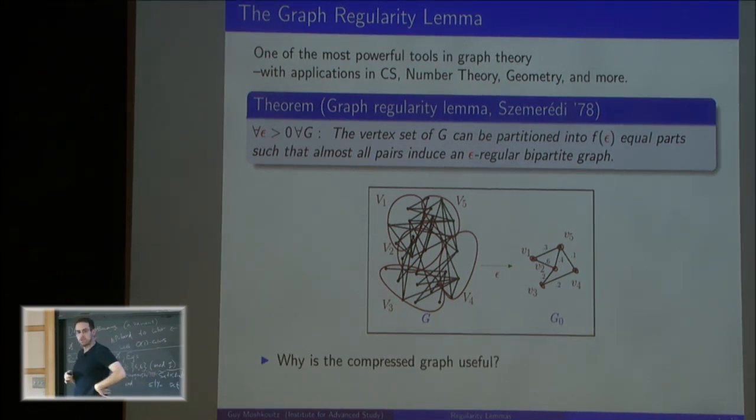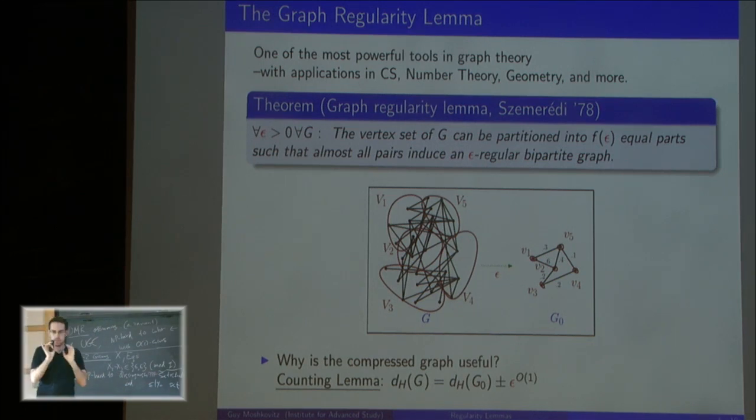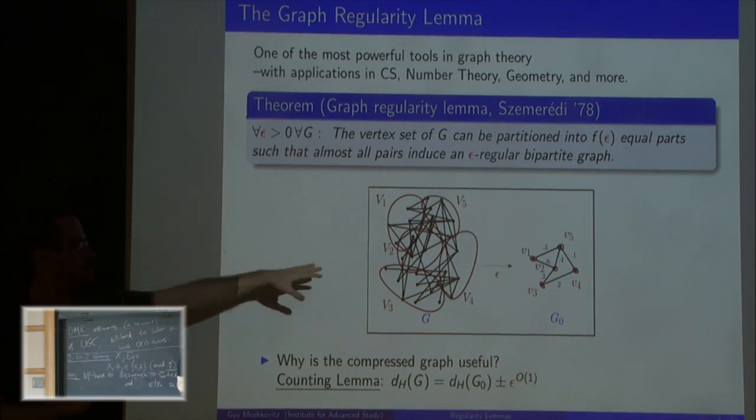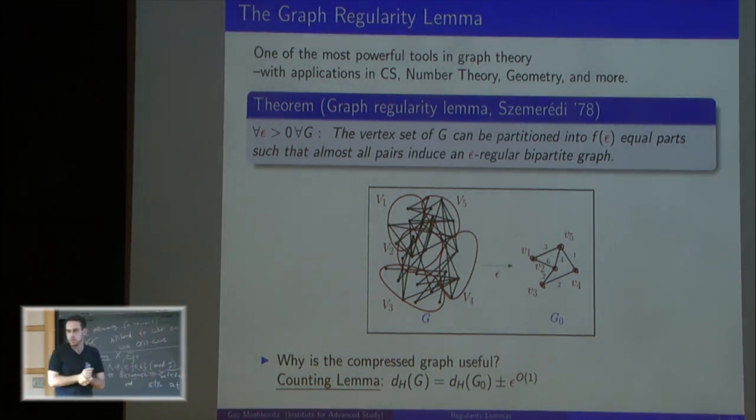So why is this small model useful to us? For example, just by looking at this small model, you can argue about subgraphs that are contained in the original graph. Fix any small configuration, any small subgraph H. For example, H can be the triangle graph: three vertices where every two vertices are connected by an edge. If you want to count the number of triangles in the original huge graph G, you can do that on the compressed graph instead. The triangle density in the compressed graph is the same as the triangle density in the original graph, plus minus some error which depends only on epsilon.